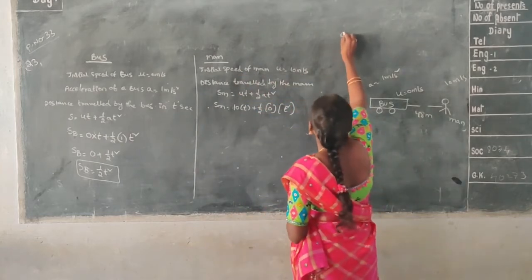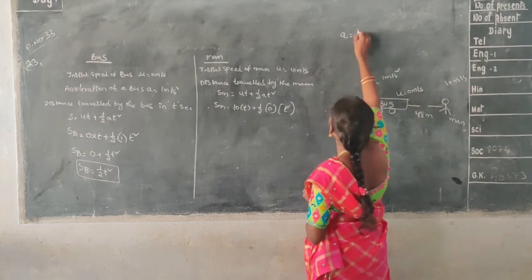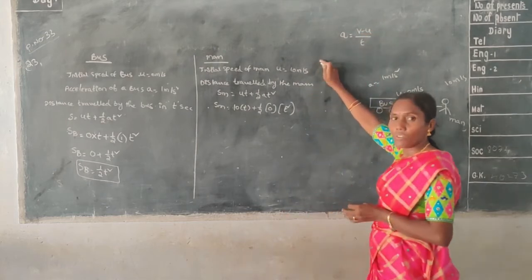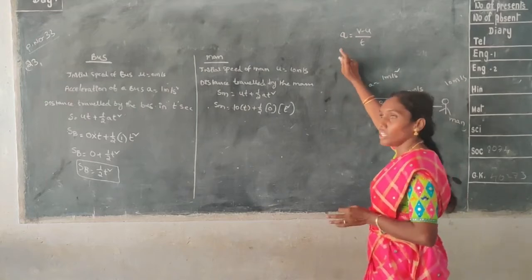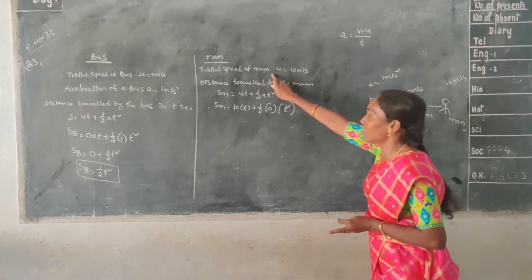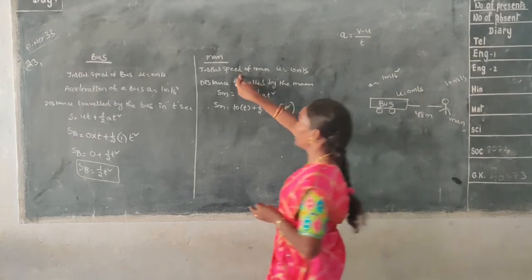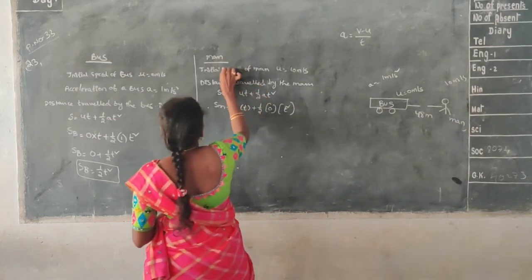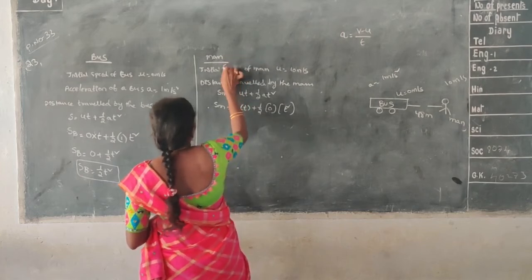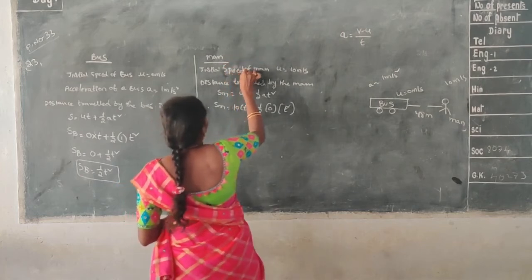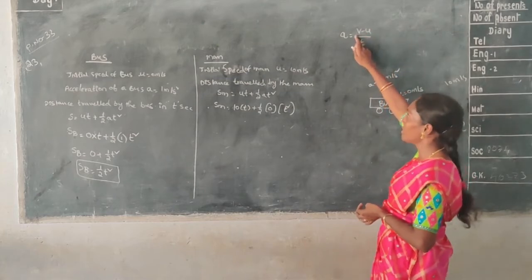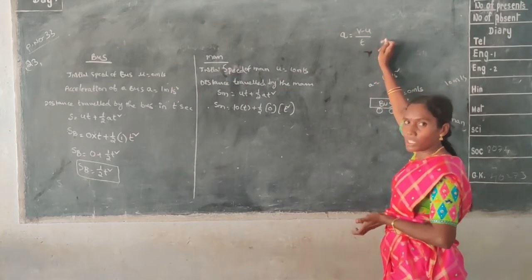We know very well acceleration is nothing but rate of change of velocity. Rate of change of velocity is called acceleration. In this one, the man is moving with a uniform speed, or uniform velocity. Here uniform means initial velocity becomes 10 meter per second, final velocity 10 meter per second.